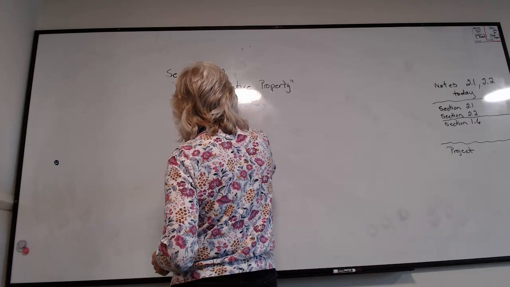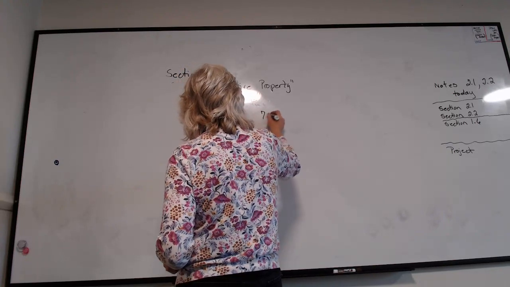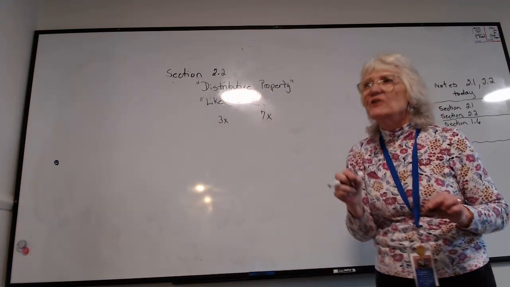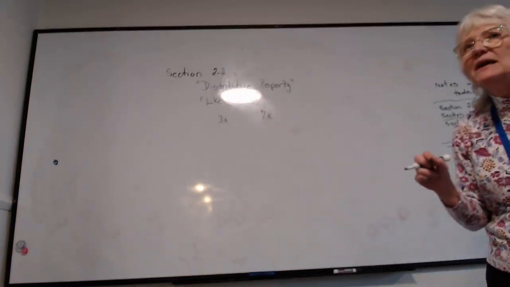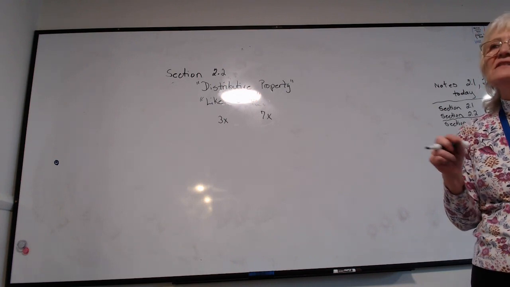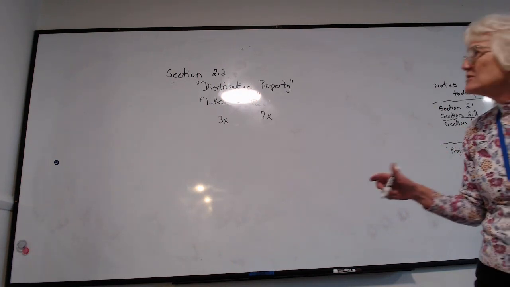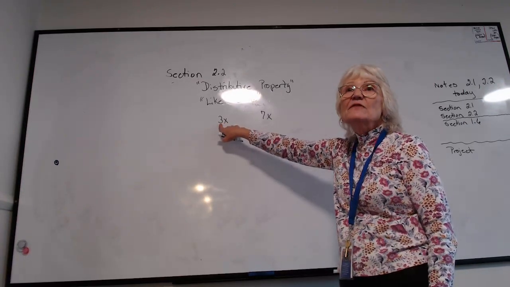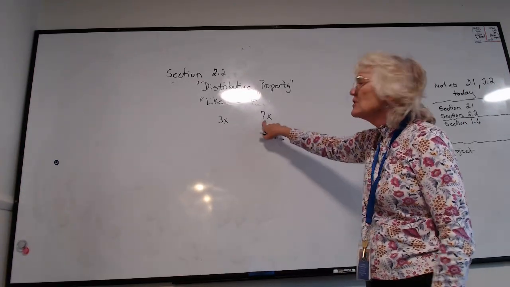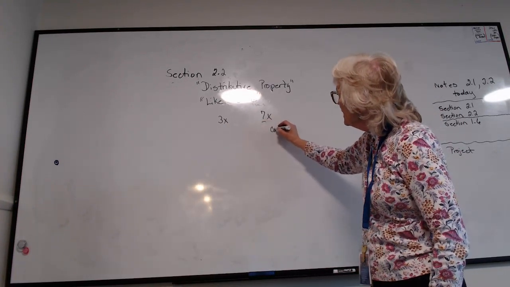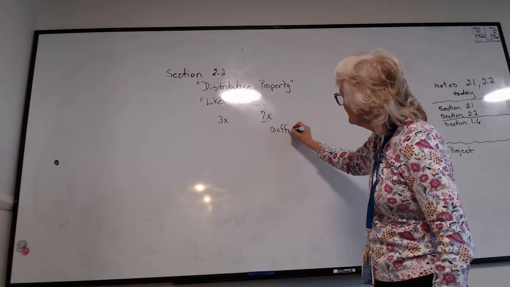So if I have 3x and 7x, those are alike because they have the same variable to the same exponent. An x squared would be different because that's really x times x, and so that would be different. It can have different coefficients. These are called the coefficients, the number in front.